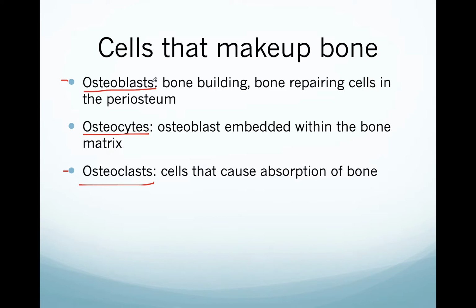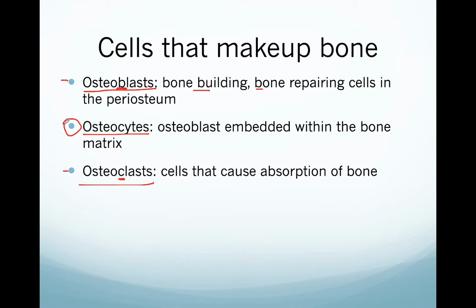Osteoblasts are cells that build bone. I like to think of it as blast. Blasts build bone. So osteoblasts will build up your bone, but they also have a role in repairing your bone. Osteoclasts are cells that cause absorption of bone. Essentially what this means is bone breakdown. Osteoclasts release minerals from inside the bone, causing that bone to break down.